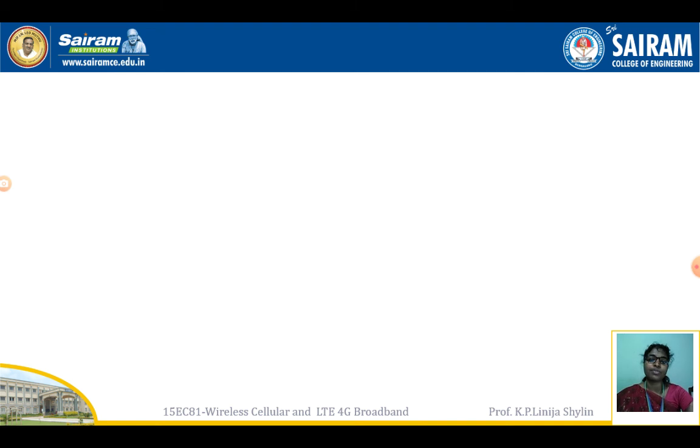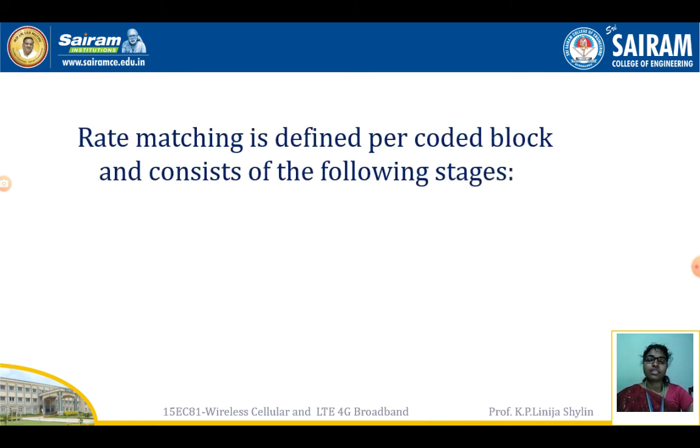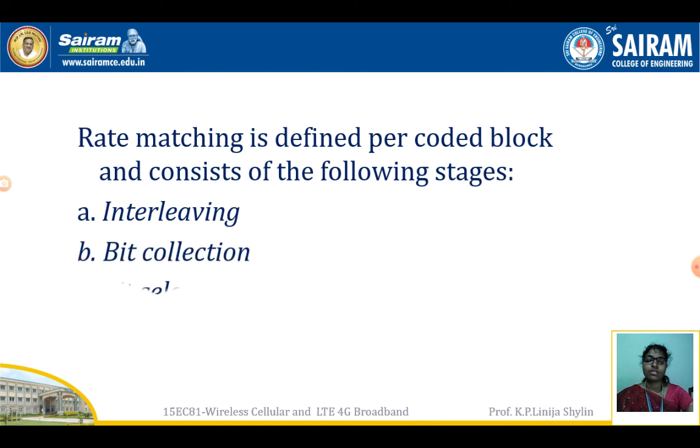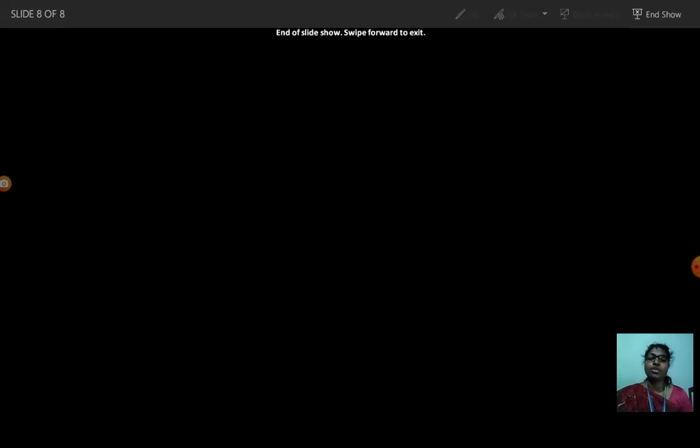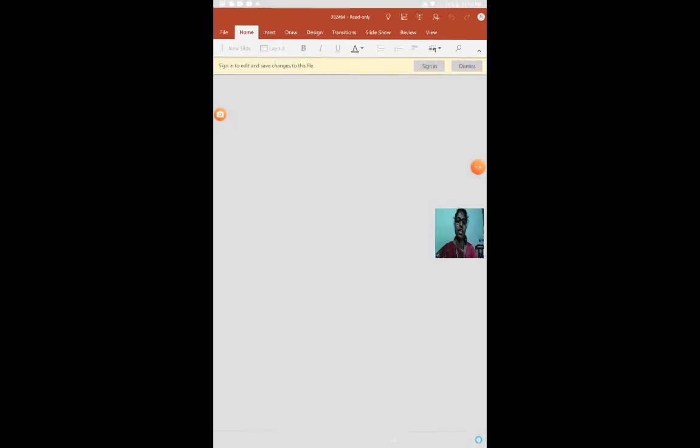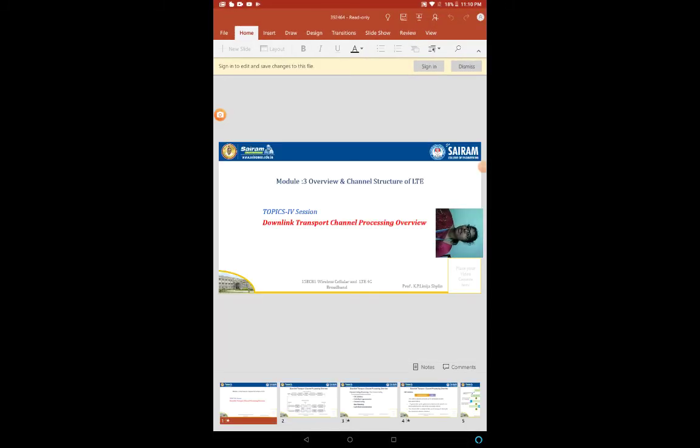Followed by this process, the next thing is code block concatenation. What do you mean by code block concatenation? It is needed only for turbo coding when the number of code blocks is larger than 1.